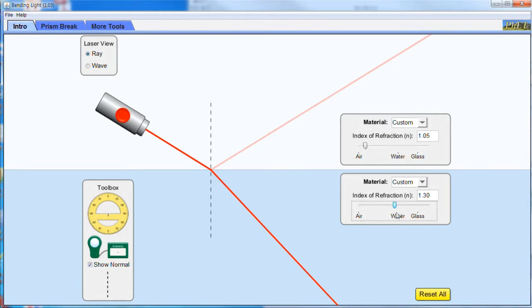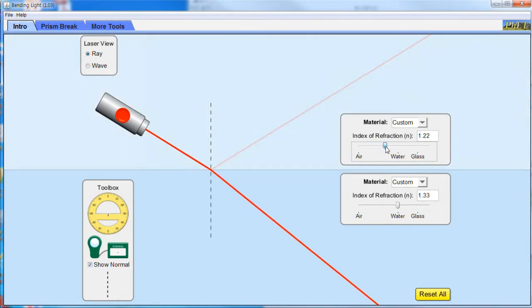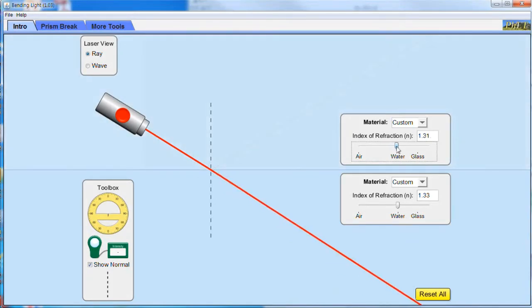Okay, and then let's try another very interesting thing. I will fix it to 1.33 and make the index of refraction of the upper part closer and eventually equal to the bottom part, which is 1.33. If I fix it at 1.33, now you can see that it finally goes in straight without bending, right?